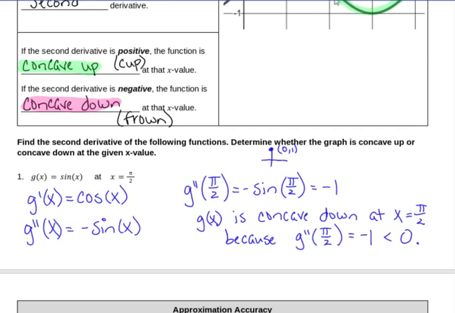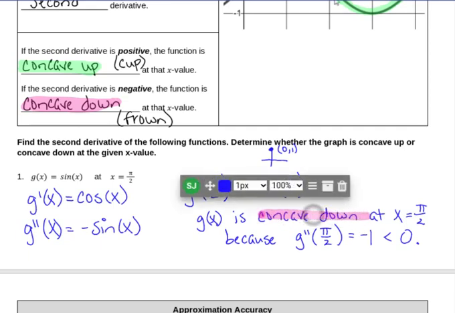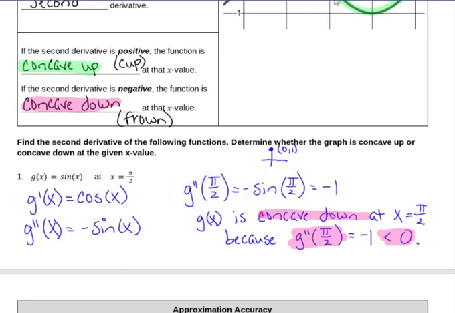But the main thing here is we know that it is concave down because the second derivative evaluated at that value is less than 0. Those are really the key pieces that we're looking for there. It's concave down at that point because the second derivative evaluated at that point is negative. So it would be concave down.